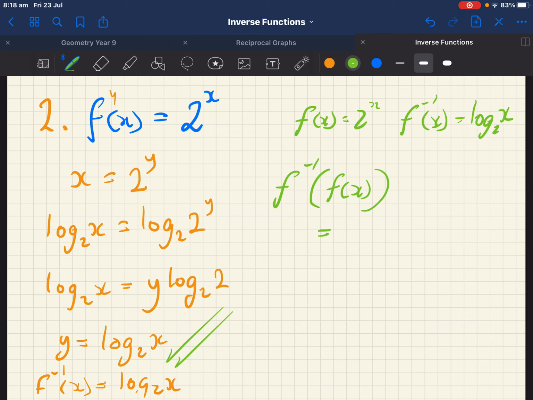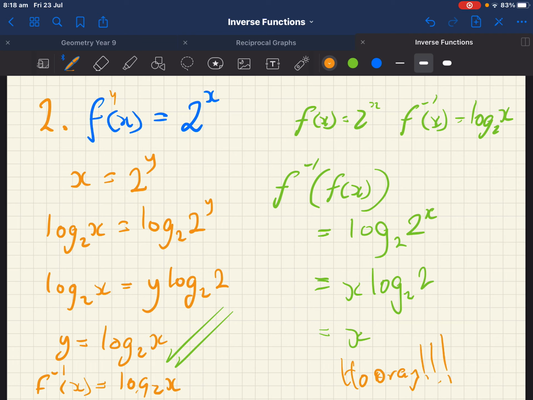All right, so I'm going to rewrite the inverse function, which is log to the base 2, replacing x with the normal function, which is 2 to the x. Here we can see that x can come down the front, leaving us with log 2 of 2, which we've already established as 1. We end up getting x. Look at that. Hooray, it worked. So again, here it is. We've found the inverse function, and they do happen to undo each other. They really genuinely are inverse functions.